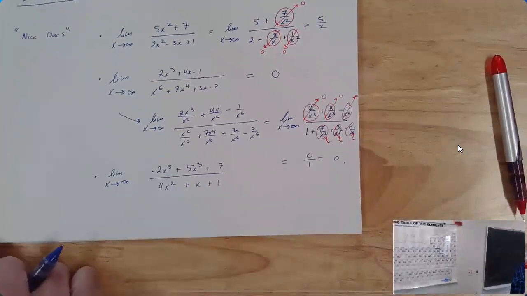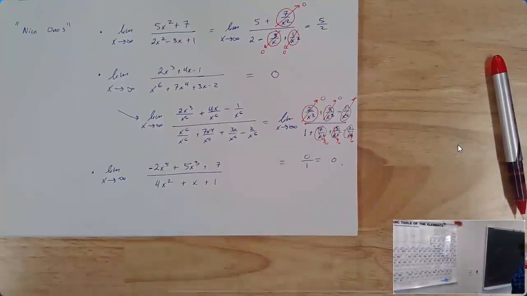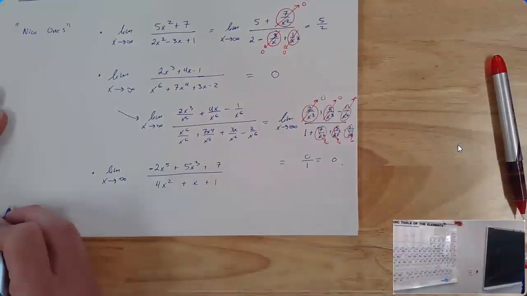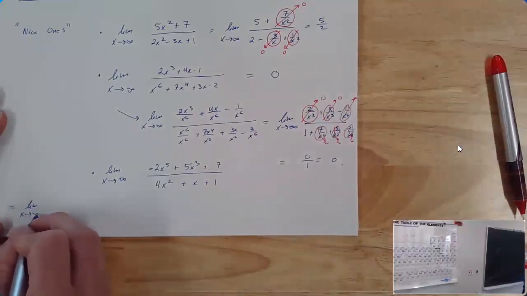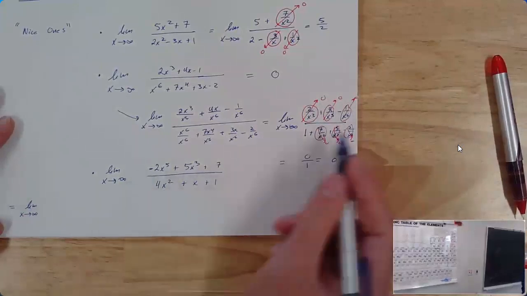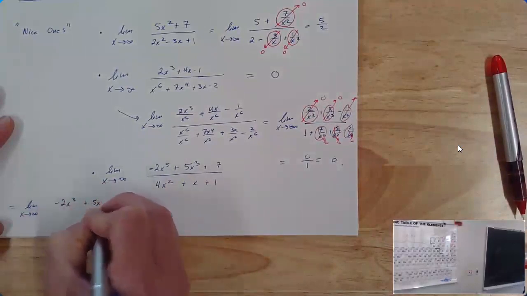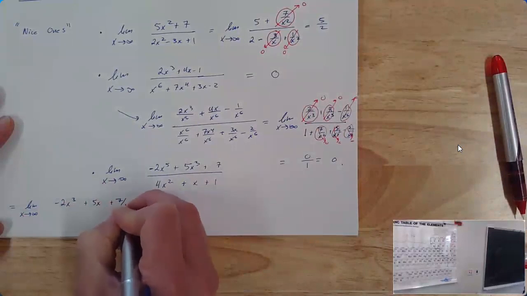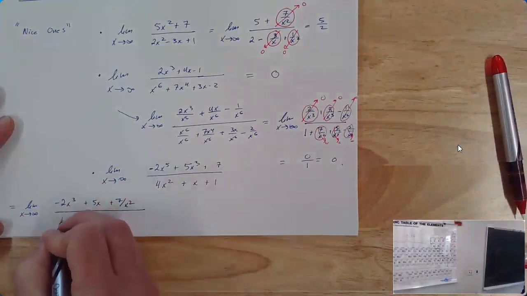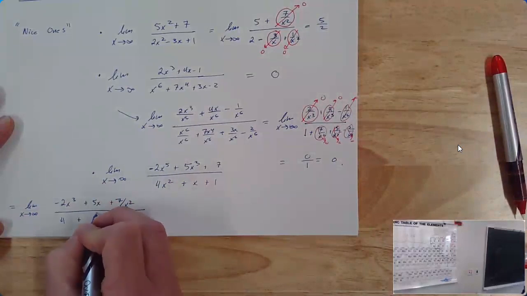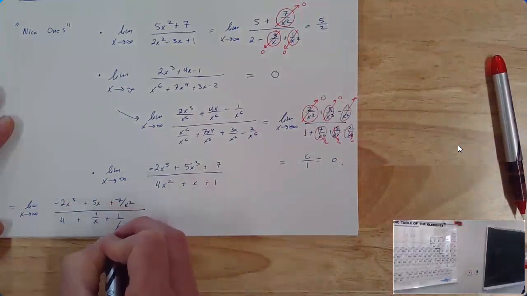So just like the previous two examples, I'm going to divide by the highest power of x that's in the denominator. Always in the denominator. If you divide everything by x to the fifth here, it becomes really unclear if our answer is positive or negative. So I'm going to divide everything by x squared. I'm going to write this as the limit as x goes to infinity. I'm going to just do the work and not actually write all this stuff. So dividing by x squared, I get negative 2x cubed plus 5x plus 7 over x squared over 4 plus 1 over x plus 1 over x squared.